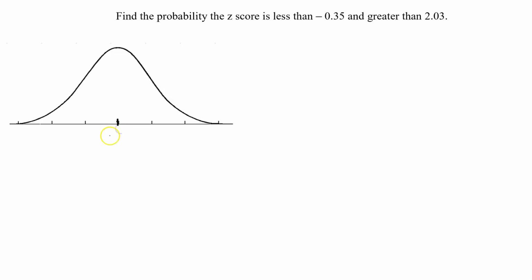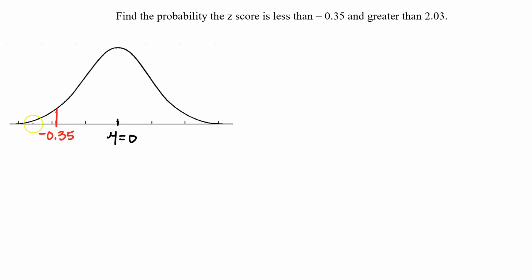In this video, we want to find the probability that the z-score is less than negative 0.35 and greater than a positive 2.03. So to be less than negative 0.35, that's going to be to the left of 0.